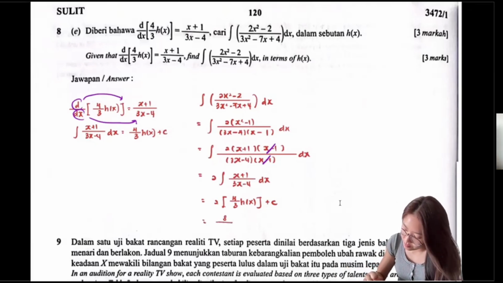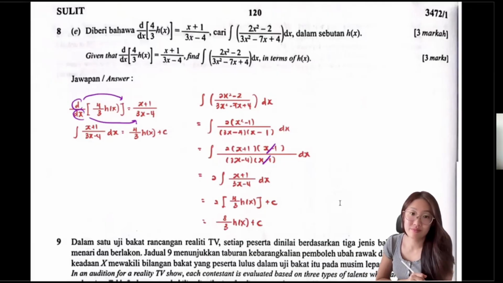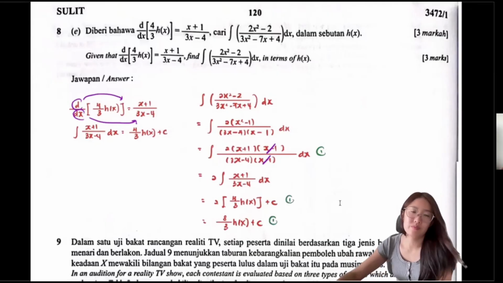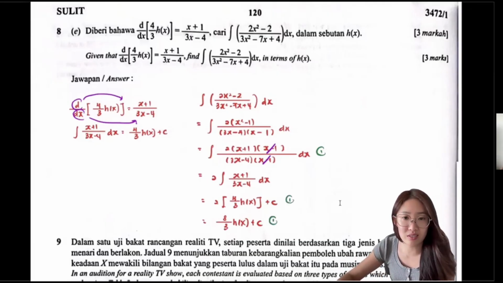Then 8 over 3 hx plus c. That's it. So 3 marks. After you simplify, you get 1 mark. Substitute and final answer. This is your question 8, total 16 marks. Now the next one is question 9.